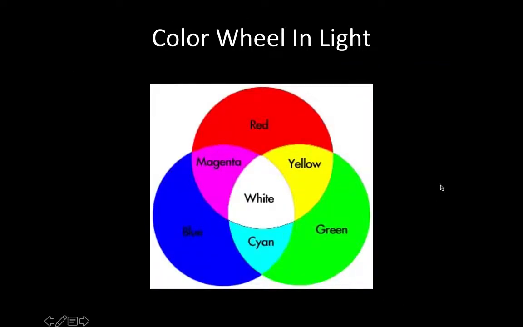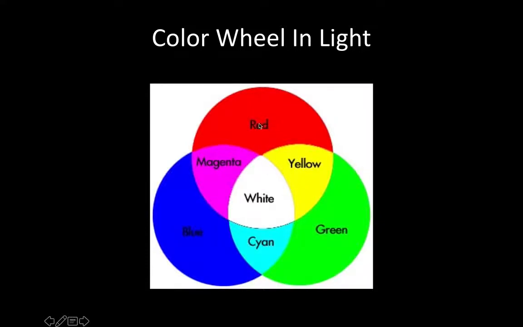This is an example of the color wheel of light. Notice it's a little different than the color wheel that we're used to in pigment. So our primary colors in light are red, green, and blue, and our secondary colors are yellow, cyan, and magenta. Also notice that at the center of this circle, we have white light.